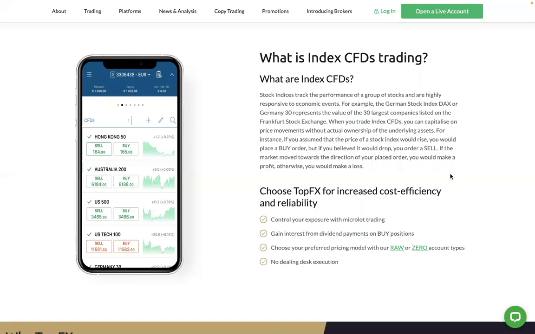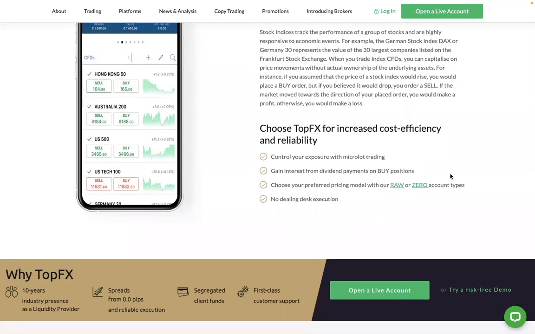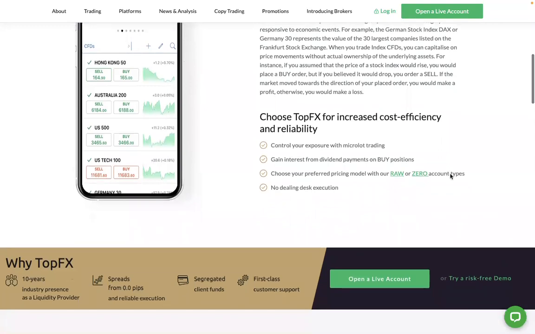in Germany. So when you trade index CFDs, you can capitalize on the price movements without actual ownership of the underlying assets, which is exactly what I said. You are not owning the index per se, you are just trading the price movements. For instance, if you assume that the price of a stock index would rise, you would place a buy order. But if you believed it would drop, you would place a sell order. Of course, if the market moved in the direction of your order, you would make a profit. Otherwise, you would make a loss.